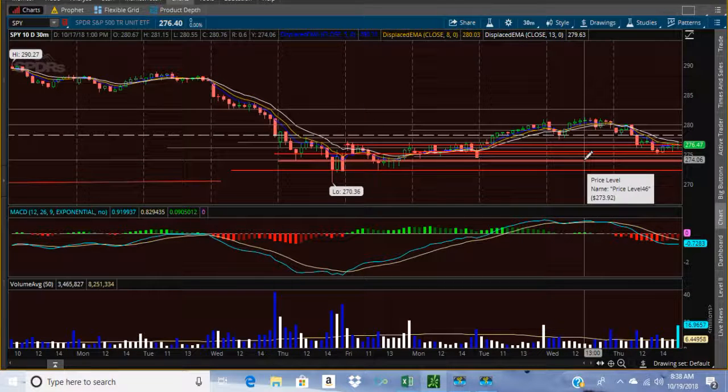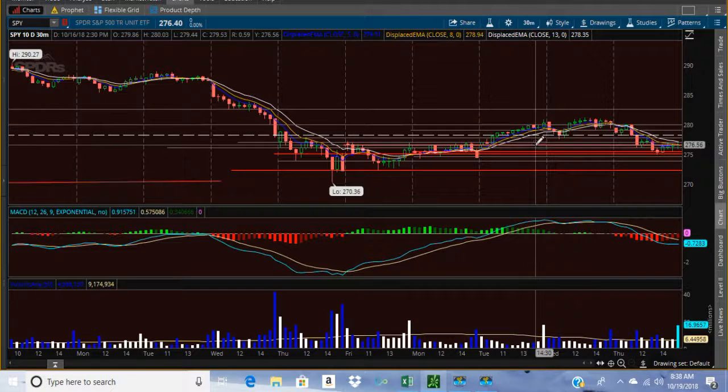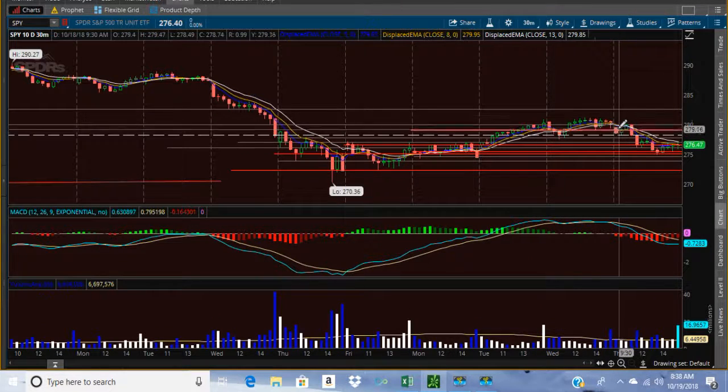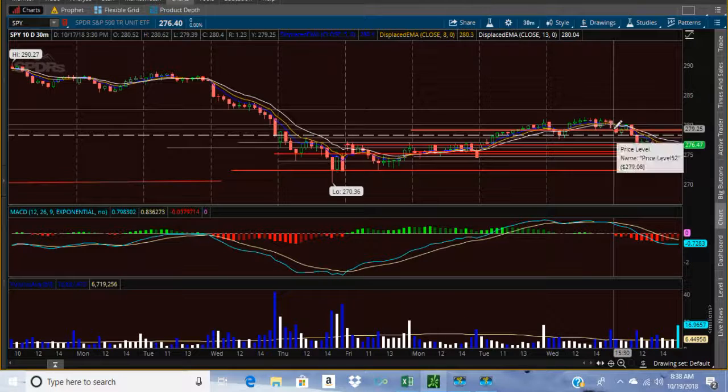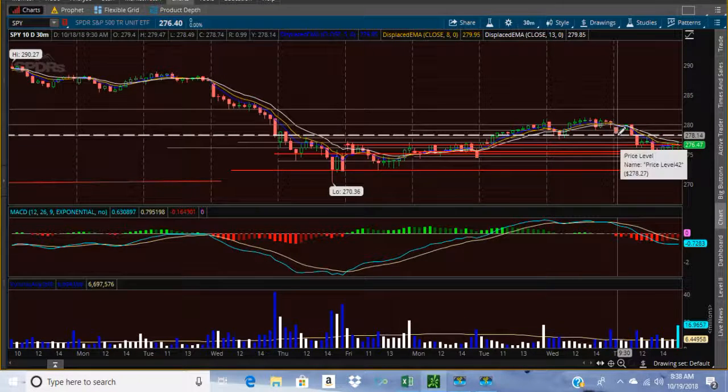So my key thing is we were gapping down below that 280 range, and I noted that in the pre-market game plan. So since we were gapping below it, previous support acts as new resistance. Yes, that's what it is.